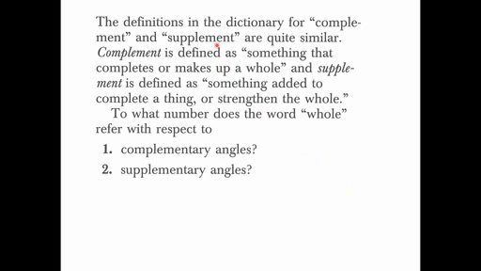First of all, he begins with this idea of complement. You've probably heard the word compliment a different way, with an I in there. This is a little different. Complement and supplement are quite similar. Complement is defined as something that completes or makes up a whole. In Genesis, Eve was a complement to Adam, made up a whole. I think that's a good way to think of it. Supplement, in the dictionary, is something added to complete a thing or strengthen the whole.